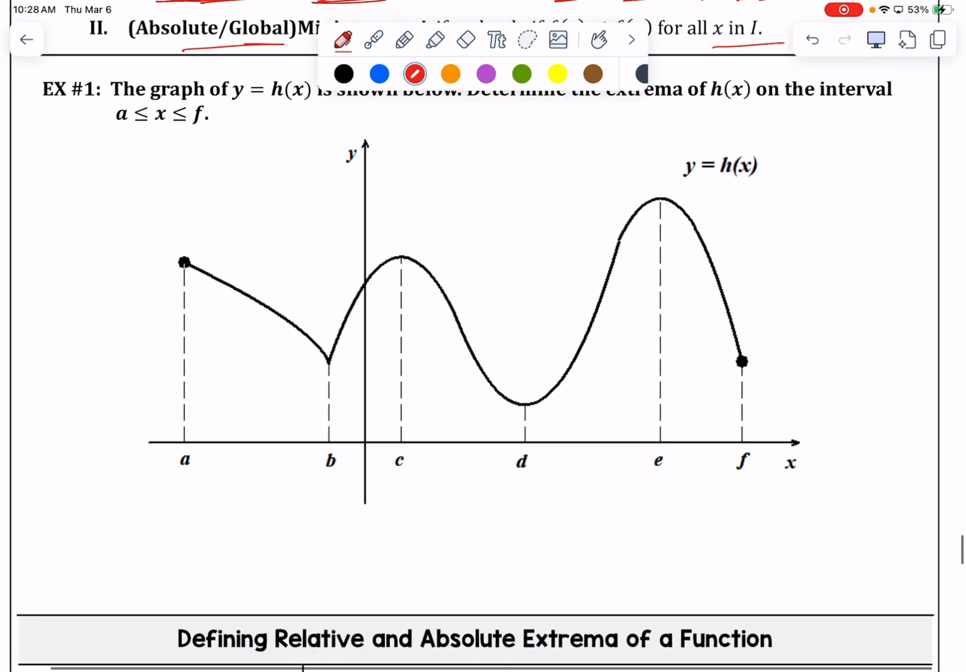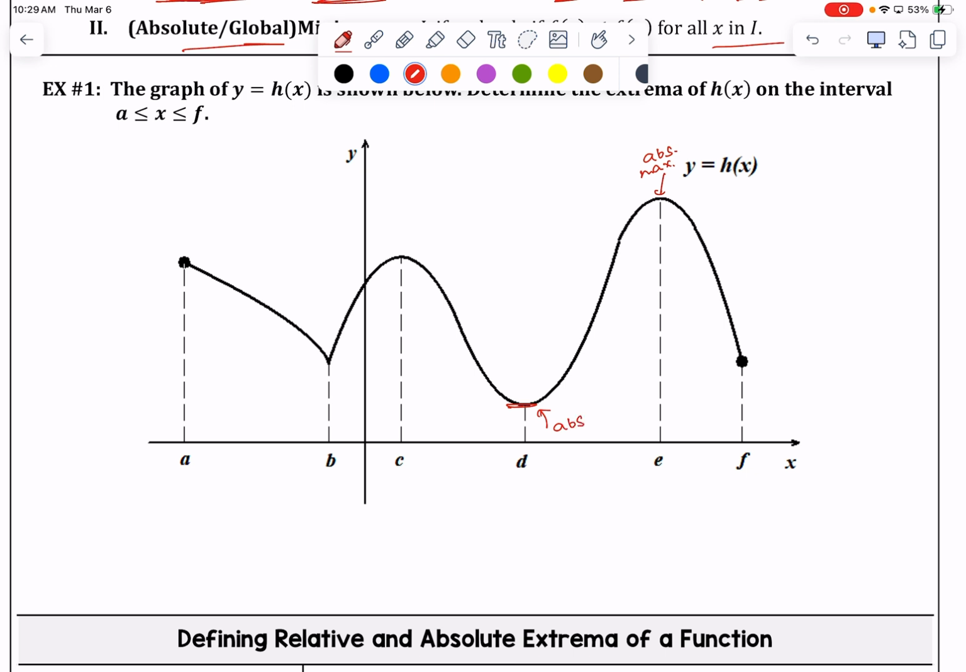Now, here's an interval. Look at it. Can you tell what the absolute max is? Yes. Which one is it? This right here, E, would be the absolute max, and you can abbreviate it this way, and you are allowed on the AP exam, ABS max. Can you find the absolute min? Yes. Which one is it? D.